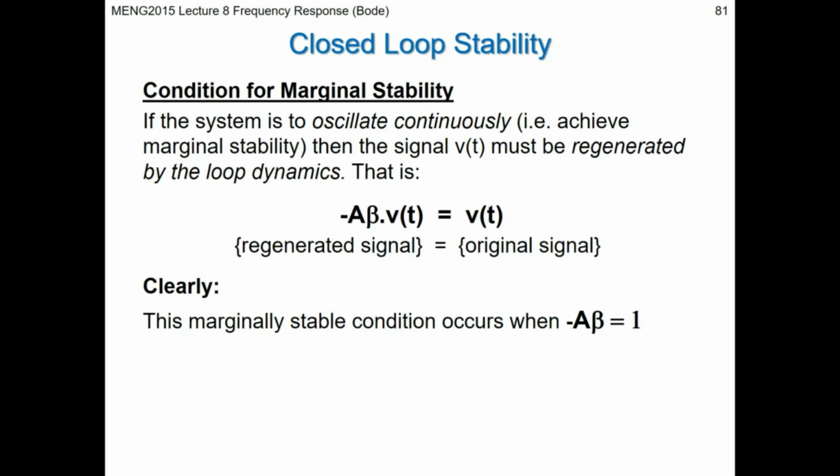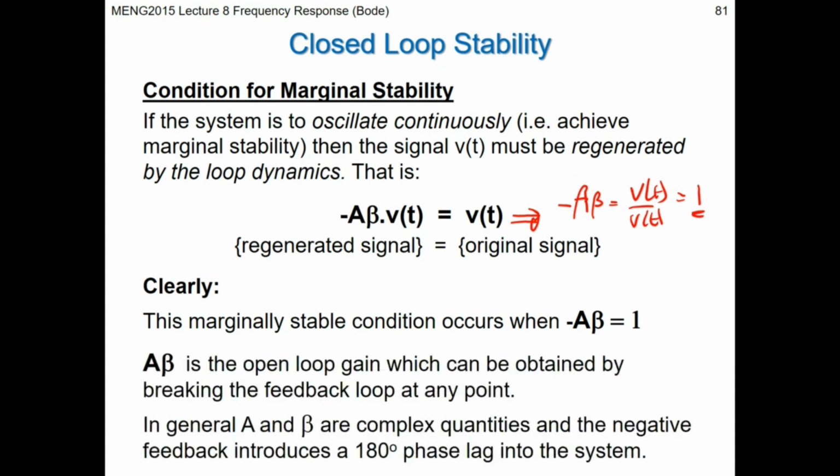And there's only one value for minus A beta which could mean that this is true, which is that minus A beta has to equal 1. Of course, if you want to, you just divide both sides by Vt, right? So minus A beta equals Vt over Vt equals 1, right? So minus A beta has to equal 1.